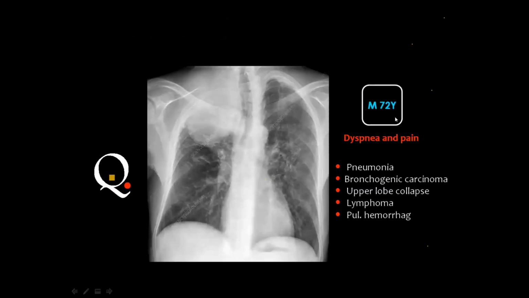Next case is a male patient, 72 years old, presented with dyspnea and chest pain. And I provide these possibilities. Yes, and this is a typical appearance of a Pancoast tumor. If you look carefully here, you see a big mass in the apex of the lung, and you see destruction of at least one of the ribs. The first and the second ribs are destroyed. This is diagnostic of a Pancoast tumor or the superior sulcus tumor.